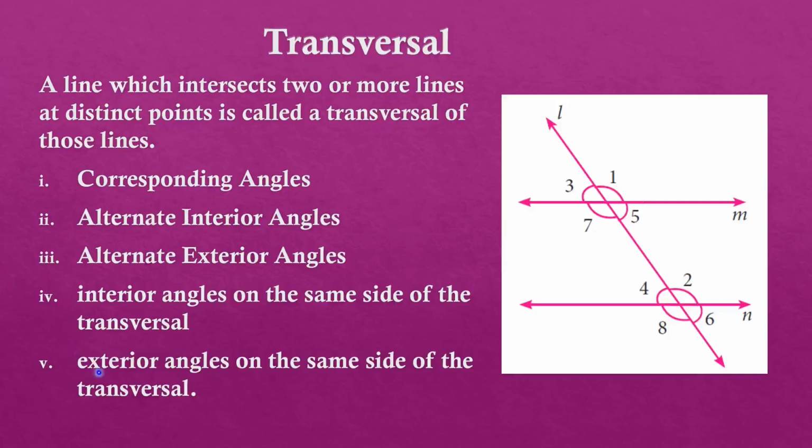Fifth one is exterior angles on the same side of the transversal. Exterior means வெளியே இருக்கிற angles, அதே மாதிரி transversalக்கு ஒரே சைடா இருக்கணும். Here 1 and 6 are the exterior angles on the same side of the transversal, and 3 and 8 are also exterior angles on the same side of the transversal.